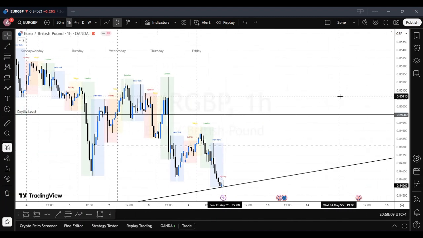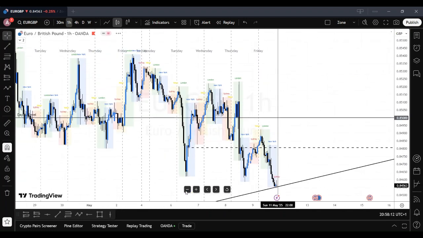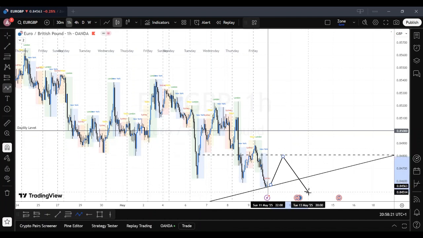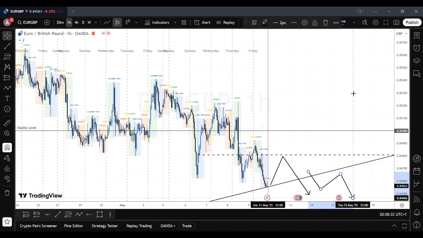So on the hourly, let's minimize this a bit. What we are looking for is price indicate up, then push back down. That's one scenario. Or basically the price to form through here, come back, and then price to drop down towards the downside. That's another scenario.